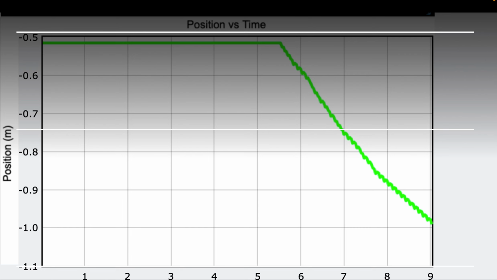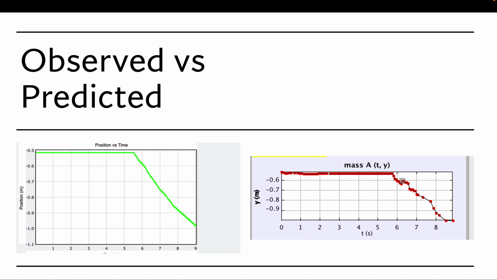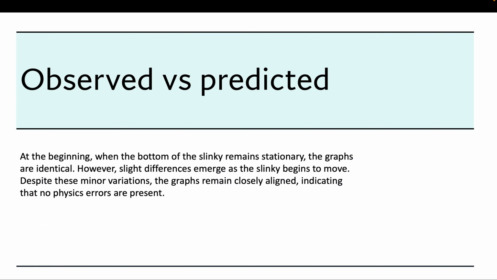This is the position versus time graph, and this is comparing those two graphs together from the observed motion and the predicted motion, the Tracker and ClosedScript code. As you saw in the previous slide, at the beginning when the bottom of the slinky remained stationary, the graphs were identical. However, slight differences emerged as the slinky began to move. Despite these minor variations, the graph remains closely aligned, indicating that no physics errors were present.